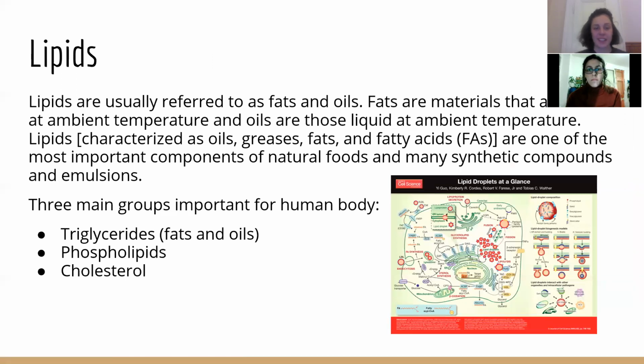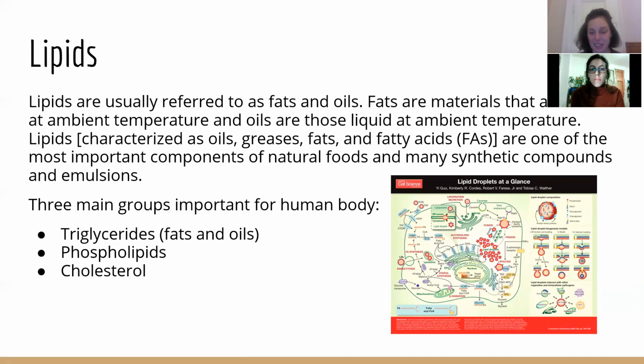So, as for the definition, you can divide lipids into fats and oils. Fats are solids, oils are liquid, most of the time. It can vary, but that's the main definition. And from the human body point of view, there are 3 groups which are the most important, and those are, as written here, triglycerides, phospholipids, and cholesterol.